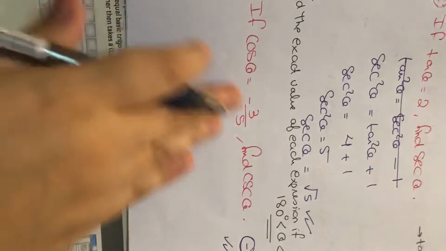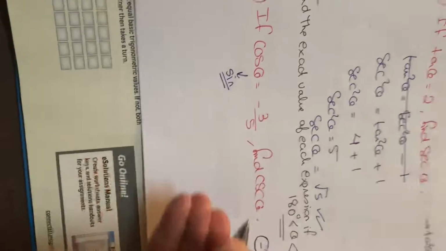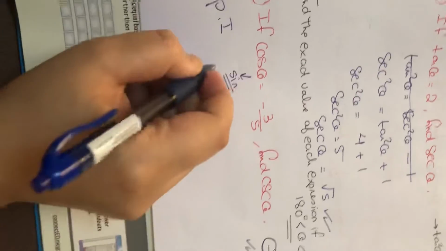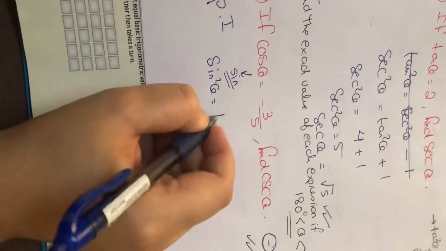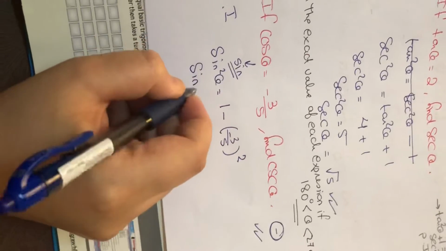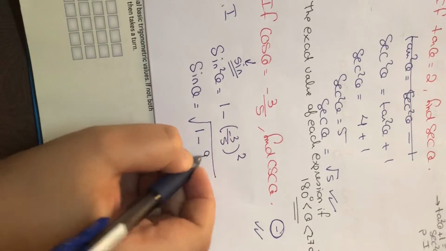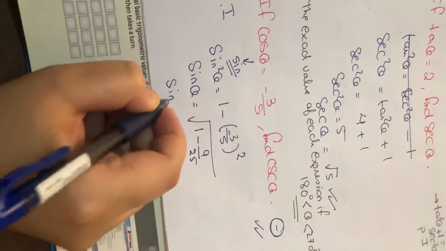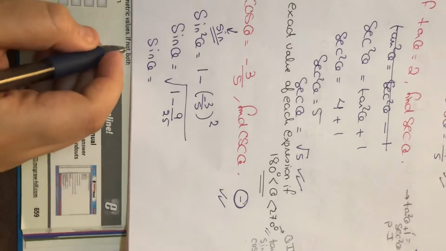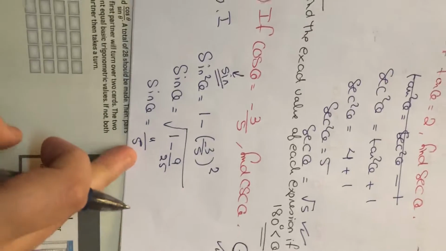Okay, how can I use these? I have to get sine first, and then get its reciprocal. I'll get sine first by the Pythagorean identity. Sine squared theta is equal to 1 minus negative 3 over 5 squared. So sine theta is equal to root of 1 minus 9 over 25. So this is 16 over 25. So sine theta is equal to 4 over 5 after the root. Okay, I didn't fix the sign here.